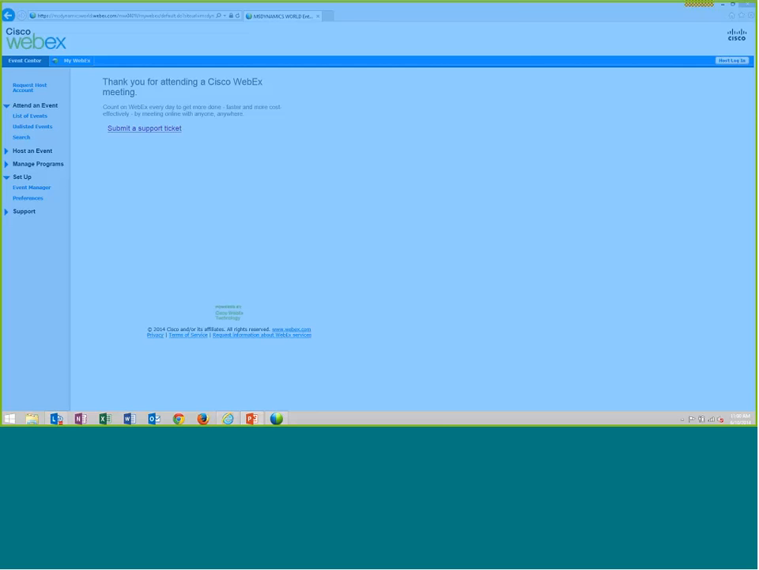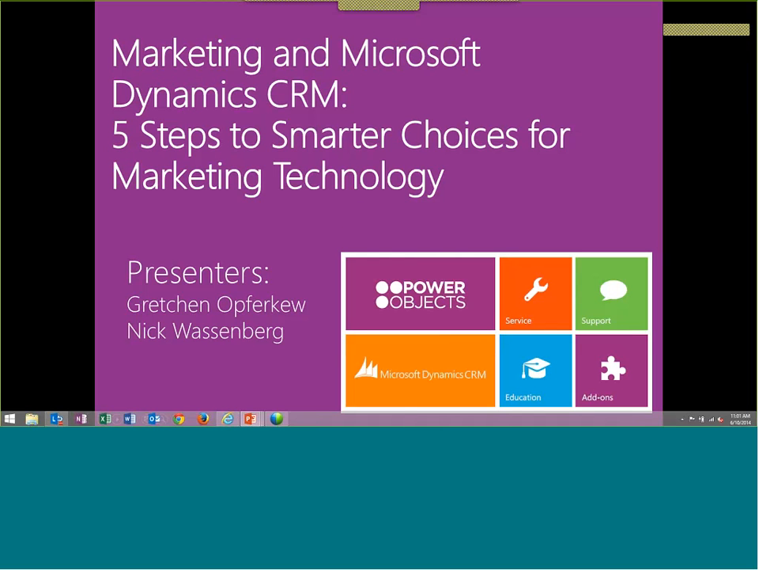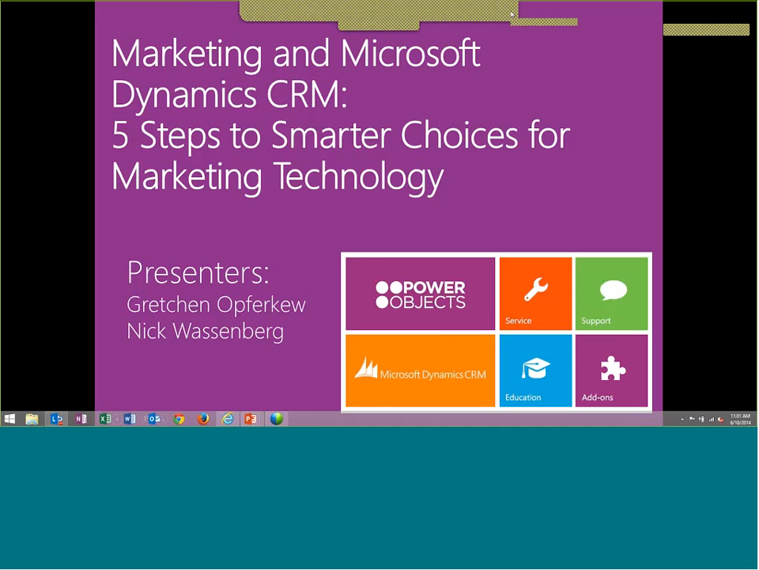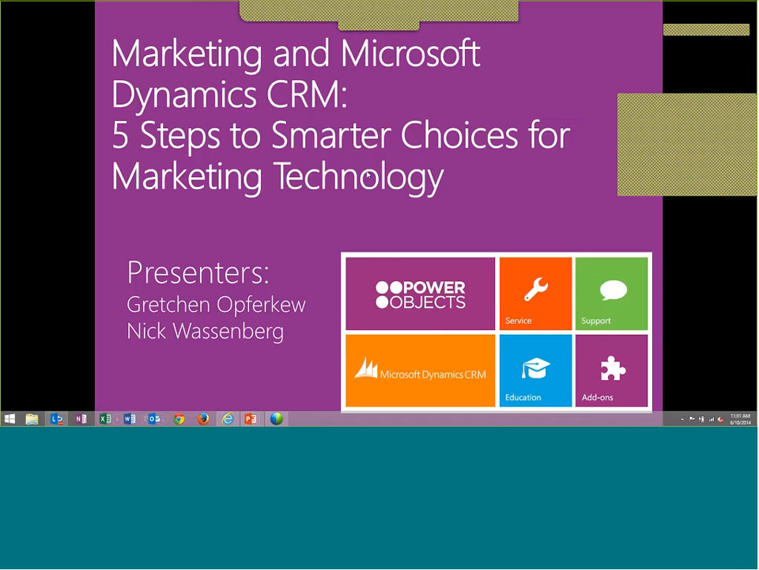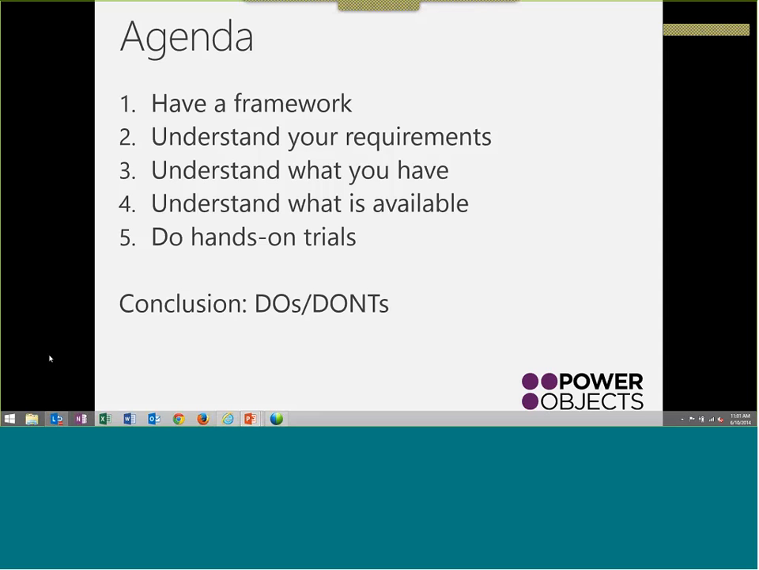So Nick is going to be sharing our slide presentation and starting us out with the agenda for this webinar. The title is Marketing and Microsoft Dynamics CRM: 5 Steps to Smarter Choices for Marketing Technology. And the agenda today is we are really going to go through the 5 steps, which are having a framework, number 1, for your decision, understanding your requirements, understanding what you have, understanding what is available, and doing a hands-on trial of your marketing options. We're also going to conclude with some do's and don'ts for this marketing technology.